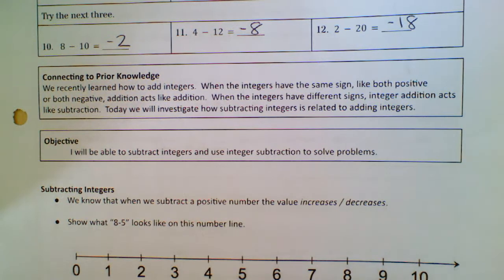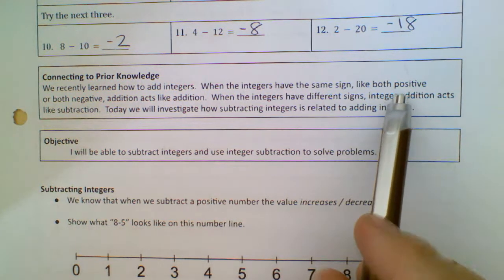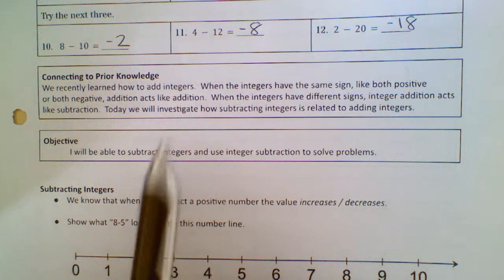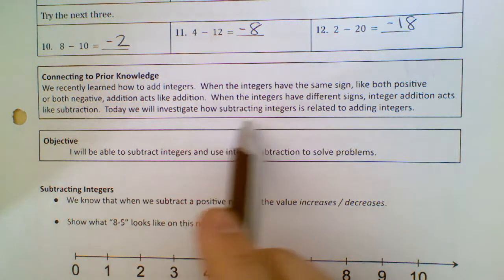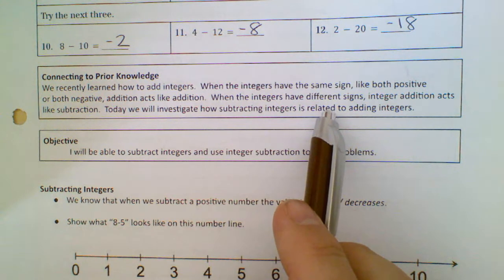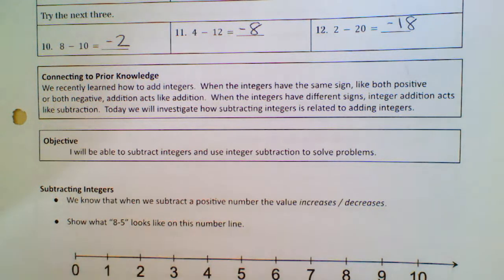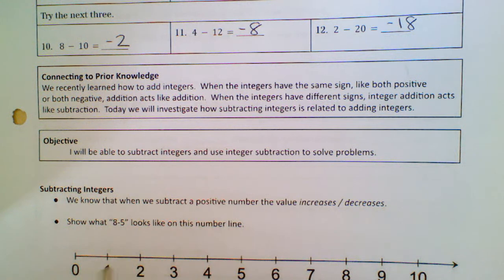So like I mentioned earlier, we already know how to add integers. We know that when the two numbers have the same sign, like they're both positive or they're both negative, you just add them together. Addition acts like addition. We also know that when we have different signs, like a positive and a negative, the addition problem kind of acts like a subtraction problem. And so today we're going to talk about how subtraction of integers is connected back to addition of integers. So by the end of the class, you should be able to subtract integers and solve problems using subtraction.